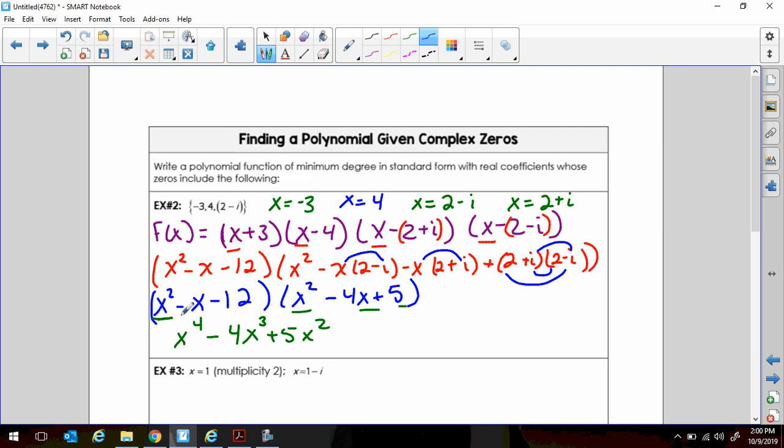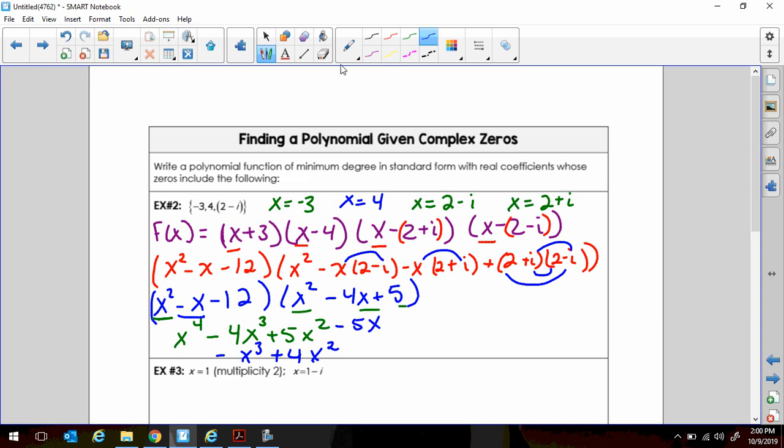Now we're going to do this negative x times these. Negative x times x squared is negative x cubed. I'm going to write it under here, negative x cubed, because those are the ones I'm going to combine. Negative x times negative 4x is positive 4x squared. So this is plus 4x squared. Negative x times 5 is minus 5x. 5 and negative x is minus 5x.